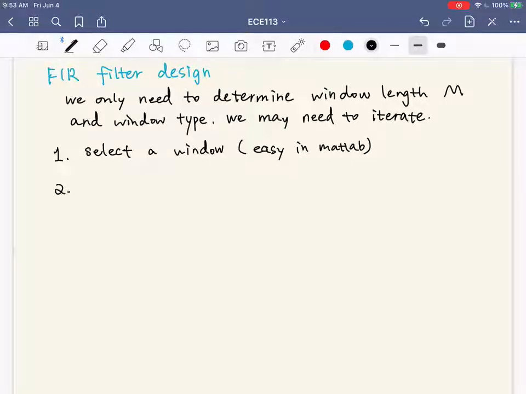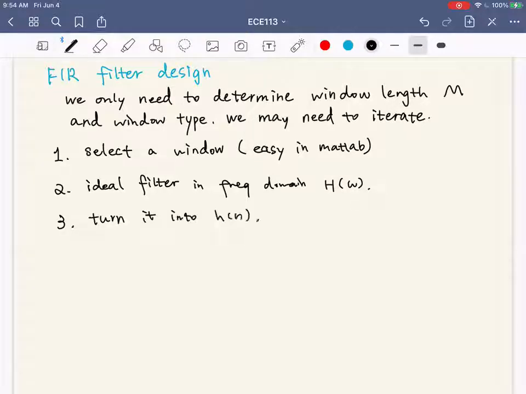Okay, select a window, and then you need to know what ideal filter you want to implement. You want to implement low pass filter or high pass filter, whatever. So you first need to know what is your ideal H of omega. Okay, let's say, and then we would like to turn it into h of n, right? And as we see, the h of n of an ideal filter is not time limited. So we want a window.